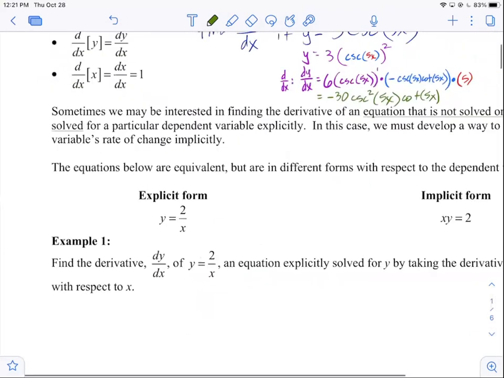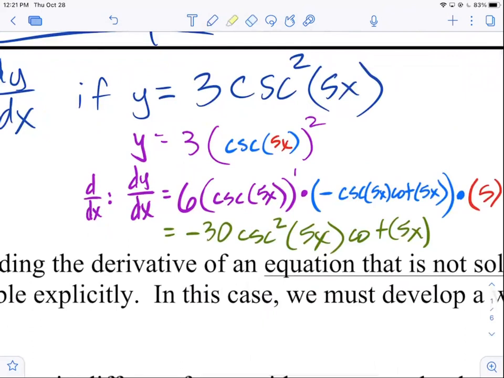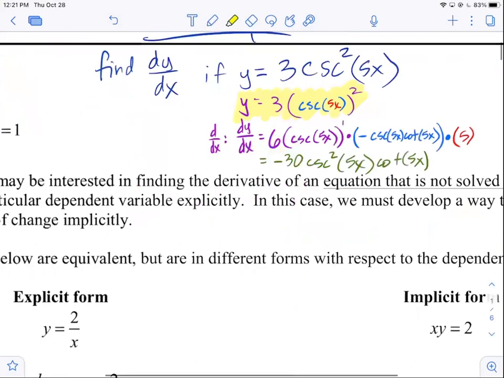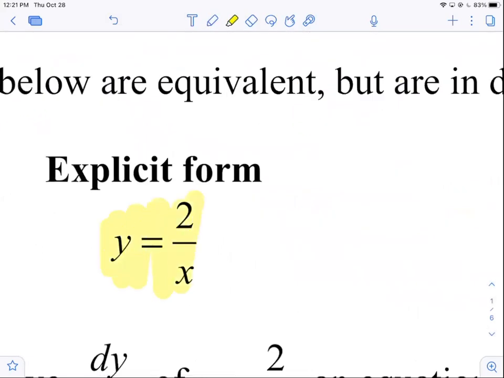All right, so we've seen an equation. Well, that's all we've seen. We've seen equations in explicit form. They're explicitly solved for y in terms of x. Here's another example, right? Y equals 2 over x, right?